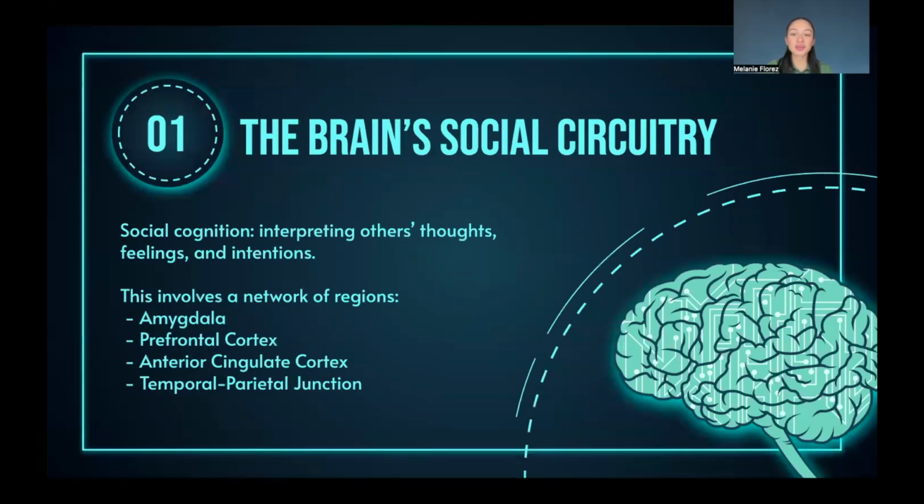Now we're going to talk about the brain's social circuitry. Social cognition involves a network of brain regions that helps us interpret other people's emotions, intentions, and behaviors. The amygdala is key in this network because it quickly identifies emotionally charged social signals. It works alongside the prefrontal cortex, anterior cingulate cortex, and the temporoparietal junction to guide social behavior.